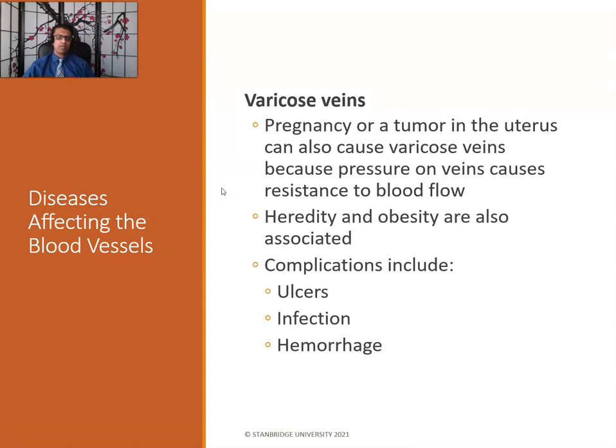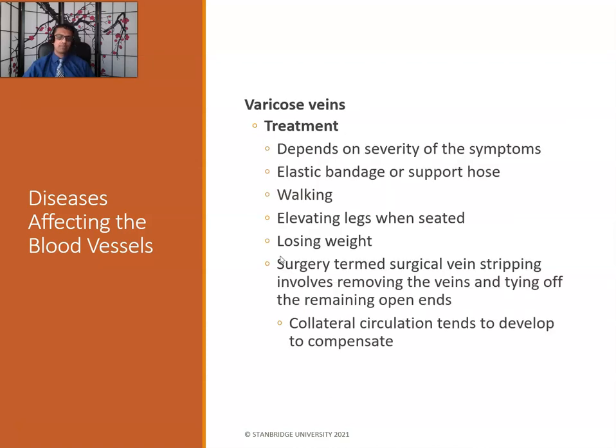Varicose veins, pregnancy or a tumor in the uterus can also cause varicose veins because pressure on veins causes resistance to blood flow. Hereditary and obesity also are associated with this. Complications of varicose veins: you can get ulcers, infection, and hemorrhage.